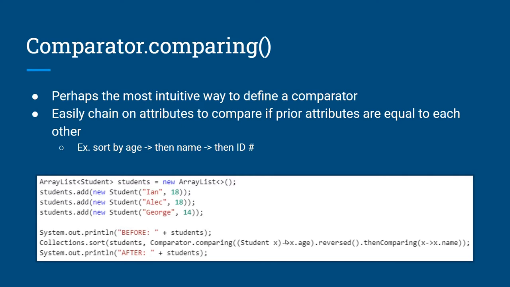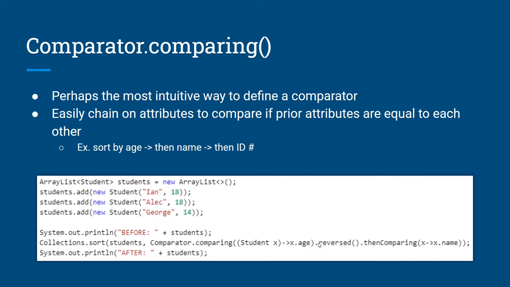Okay, now that that is taken care of, now that the program knows that X is always referring to a student object, we can specify the attributes really easily. And so we can say Comparator.comparing student X, and then what do we do with student X? We compare X.age. What that would do by itself is sort the elements by age.